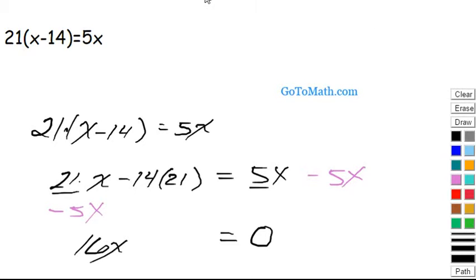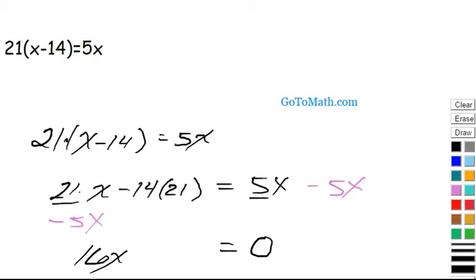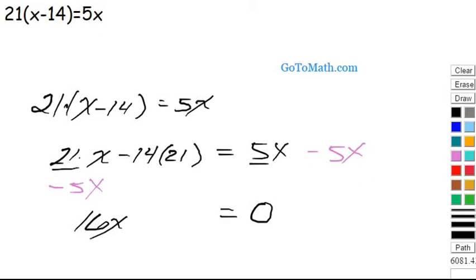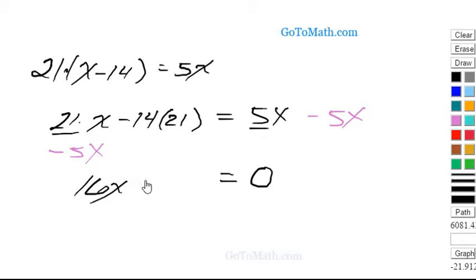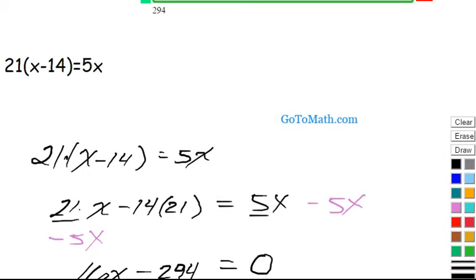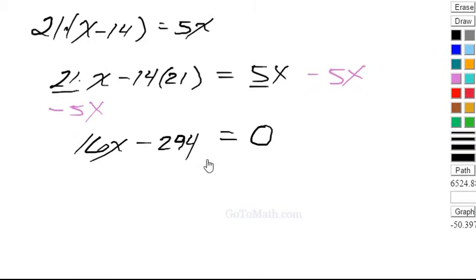I programmed a calculator up here. I'm going to use it. 14 times 21. Yep. Okay. What was that again? 294. Minus 294. That's what I'm getting. Yep. Okay. So we want to take this over to the right hand side, and we're going to do that by adding 294 to both sides.